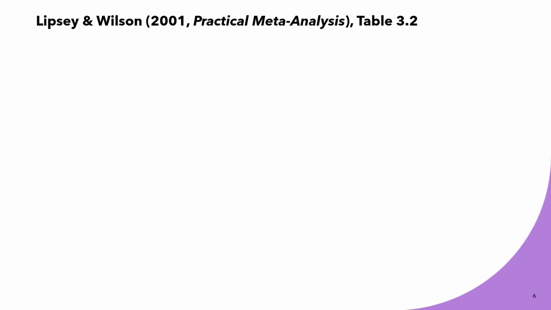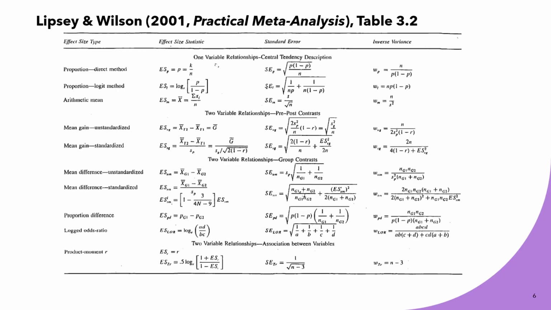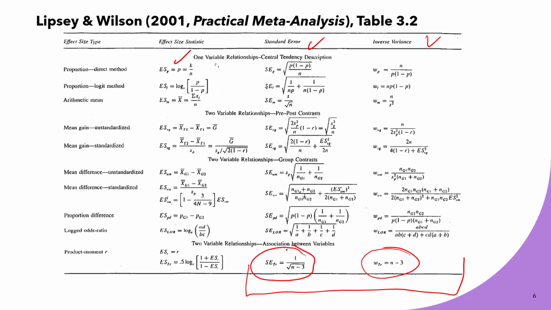Lipsey and Wilson gave a nice compact description of a whole bunch of effect size statistics, types of effect sizes. So you've got the stats, you've got the standard errors, and you've got the inverse variances all defined there. And I like to tell people, if you want to get an intuitive sense of these things, especially for the standard error or inverse variance, look at the correlation case. You can see that the inverse variance is basically the sample size of a study for a correlation. So anyway, these are the basic ingredients.